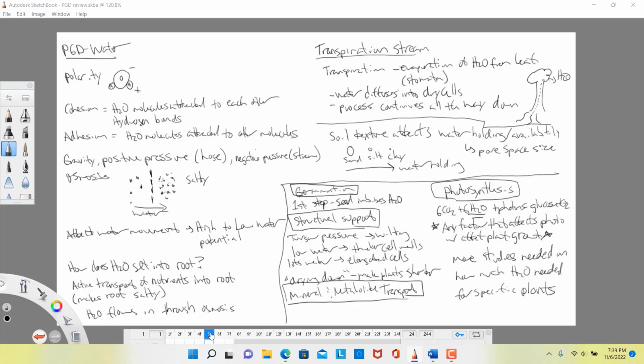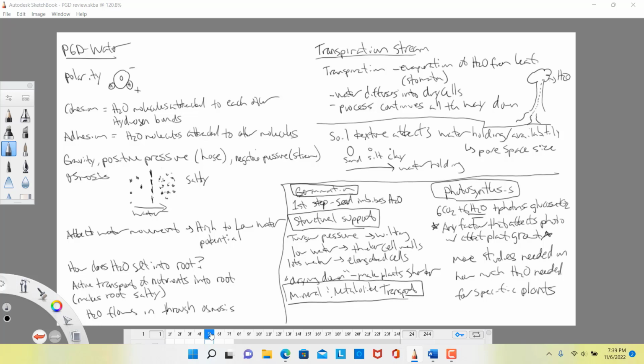It's one of the reasons why over-fertilizing can be so bad, because it creates that salty environment outside of the root, and water can actually flow out of the root as well, or be prevented from flowing in. So water flows in through this osmosis process.